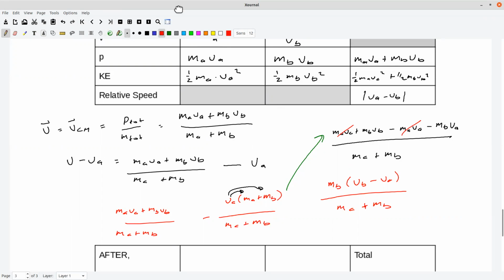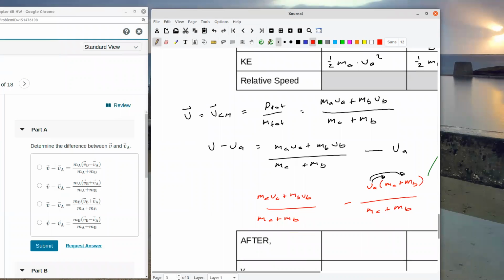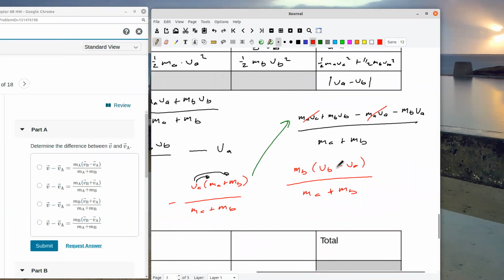That's it. So now let's look at the options that are provided. MB on the top, those are the bottom two, and it's VB minus VA. It's the last one.